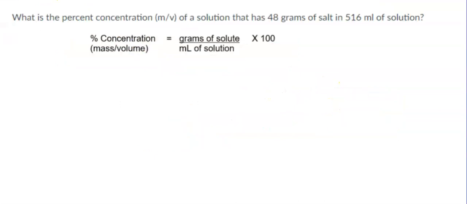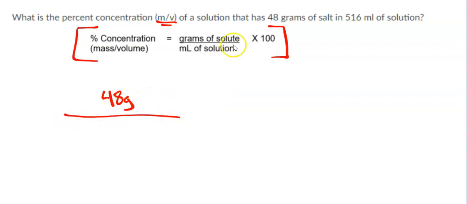Okay, looking at the next one. Go ahead and give this a shot. You can pause this video. It's mass over volume. All right, so let's give this a shot. We have this equation right here. Once again, it can be found on your periodic table. I'm just going to plug things in. So I want grams of solute. It gives me 48 grams of salt.